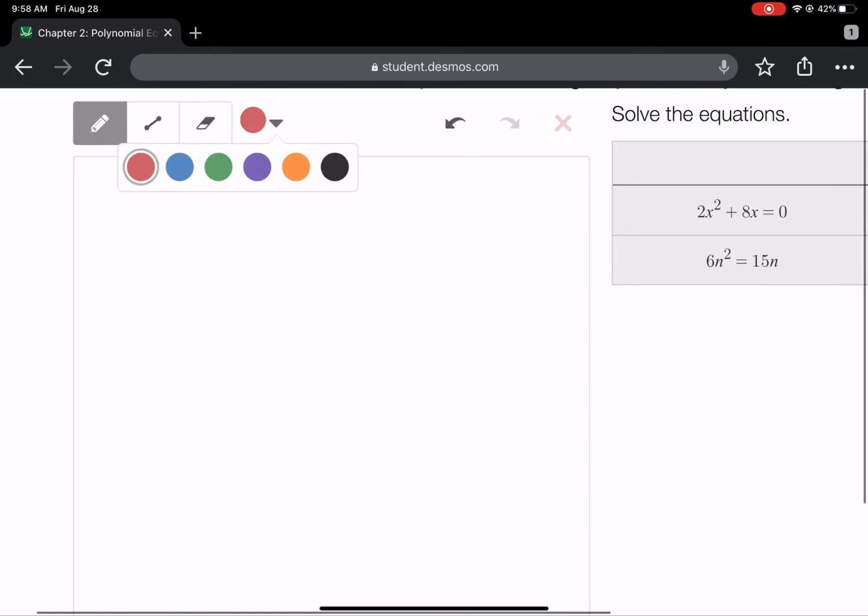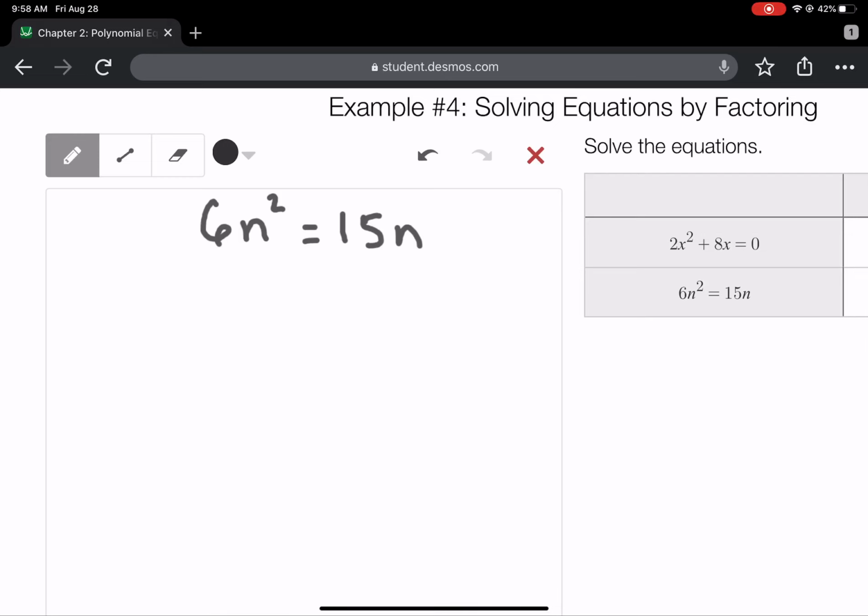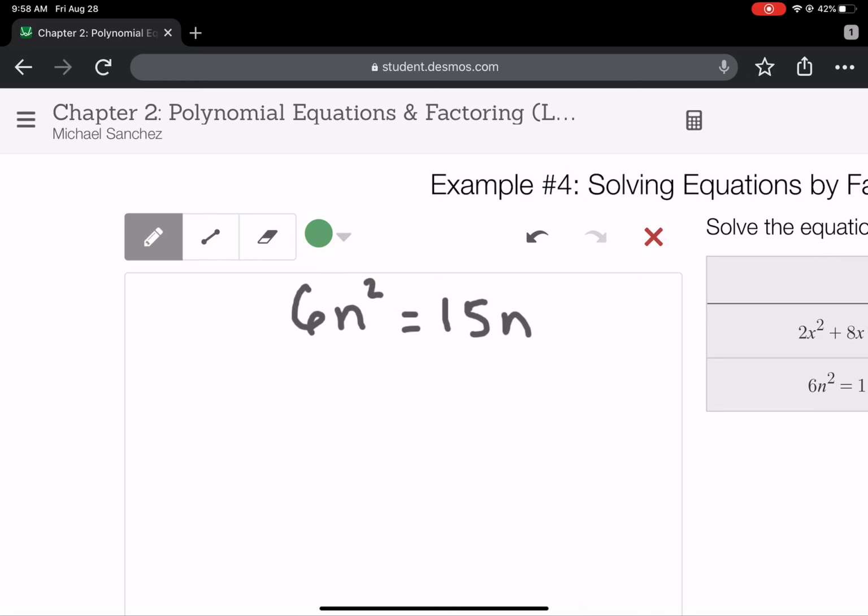All right, our next one is a little bit different. So we have 6n to the power of 2 equals 15n. So I have my two terms, but they're on opposite sides of my equal sign, and there's no 0. So in order to solve an equation by factoring, I have to have an equation that's equal to 0. So what I want to do is put both of these terms on the same side.